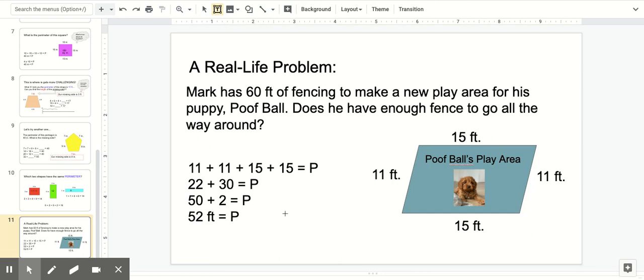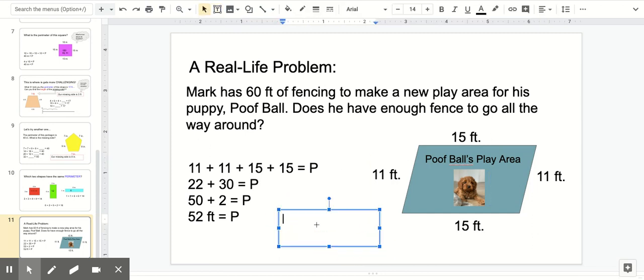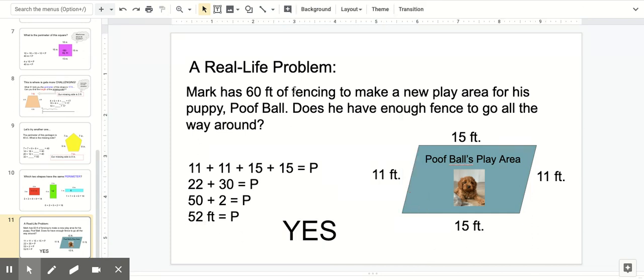Go ahead, yell it out. Make it big. Let's make it big. Yes, he does. He has 52 feet and he has 60 feet and he only needs 52 feet. So he has more than enough to make Poof Ball's play area, the fence around it.